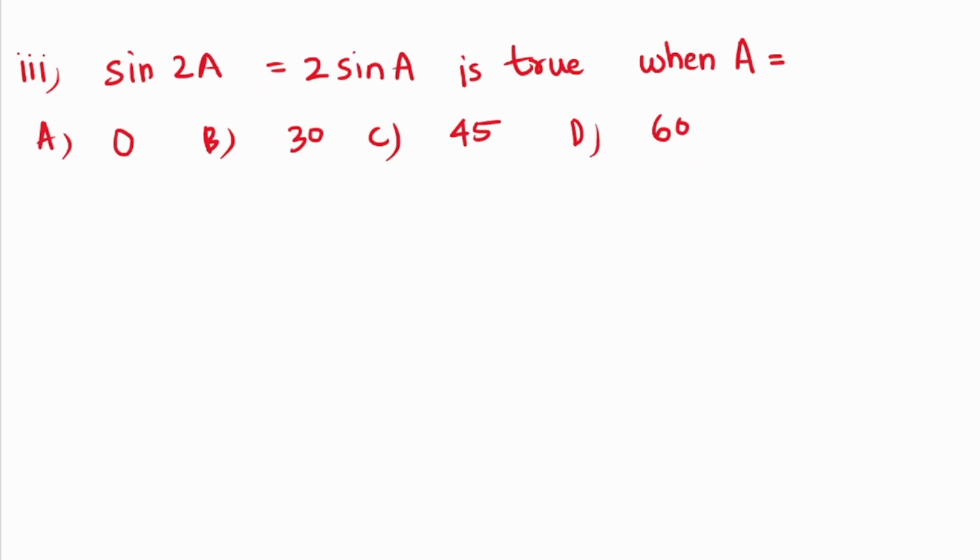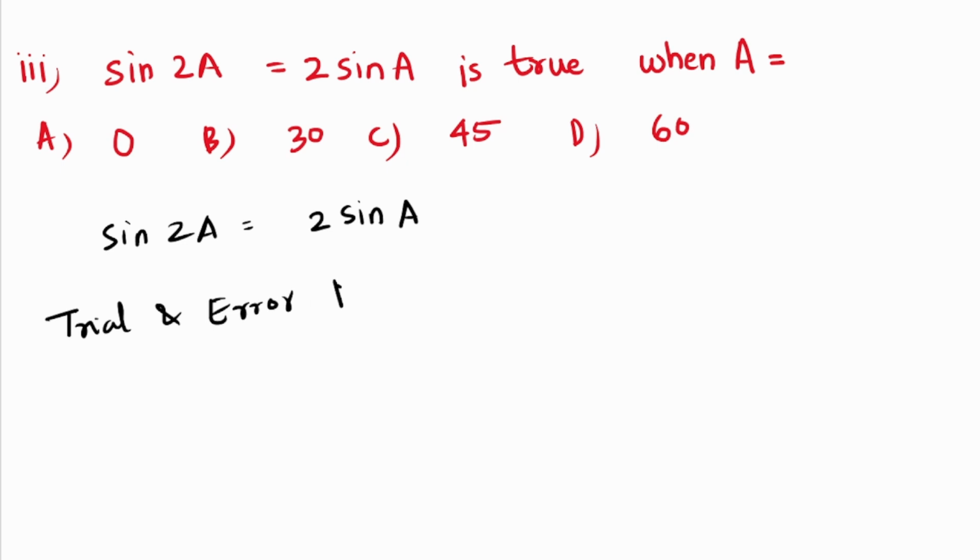Then the next question, they have given sine 2A equals 2 sine A, which is true when A is equal to what? We can do the trial and error method in this question. Since it's a multiple choice question, we'll do the trial and error method. That is nothing but, first we will put option A and check if we are getting the answer or not. If we are getting the answer, then option A is the answer. So we'll check first for option A.